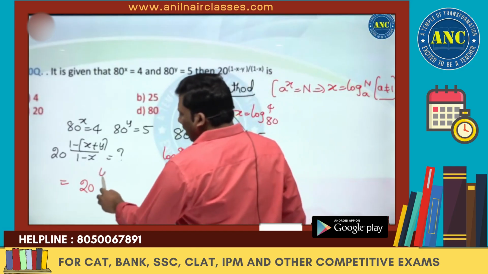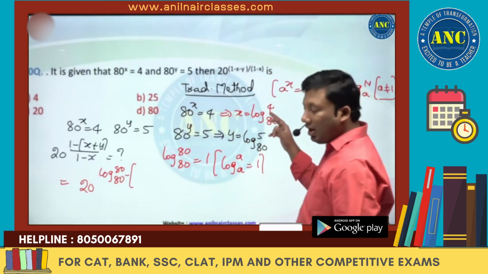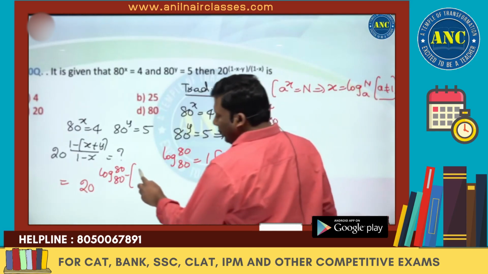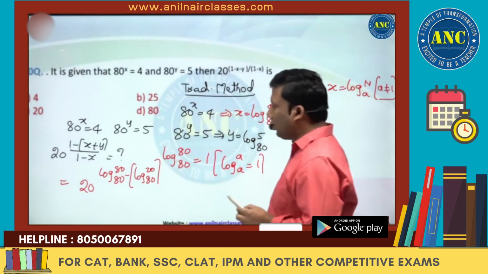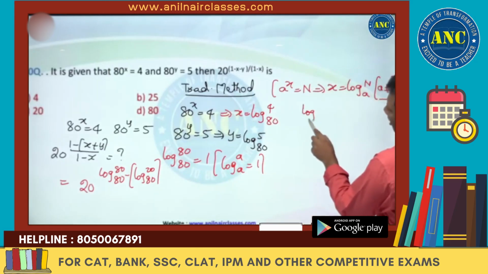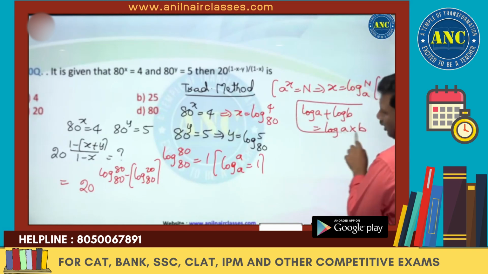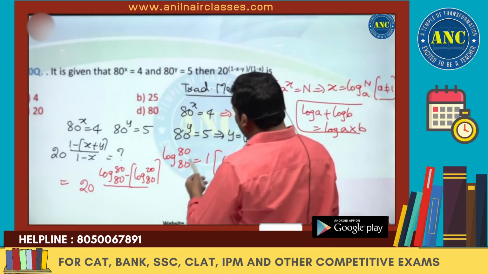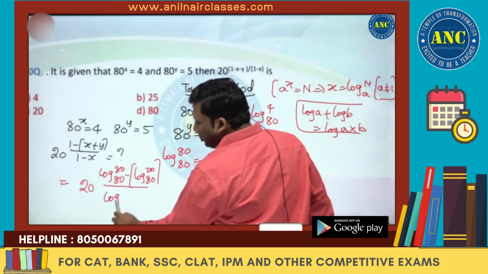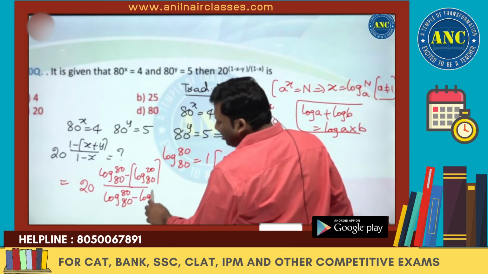1 is log 80 base 80, minus of x plus y, which is log 4 base 80 plus log 5 base 80. What is another identity we used? Log a plus log b is log a into b. So this is also an identity which we used. Divided by 1 minus x. 1 is log 80 base 80, minus x, where x is log 4 base 80.